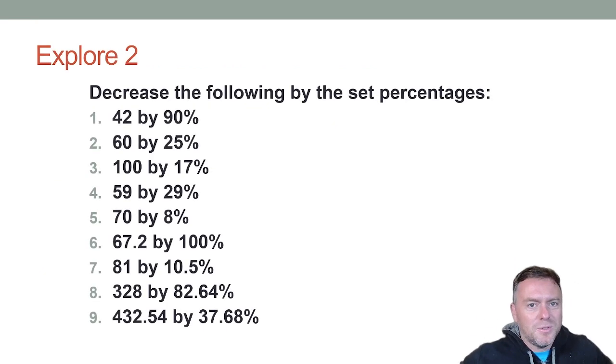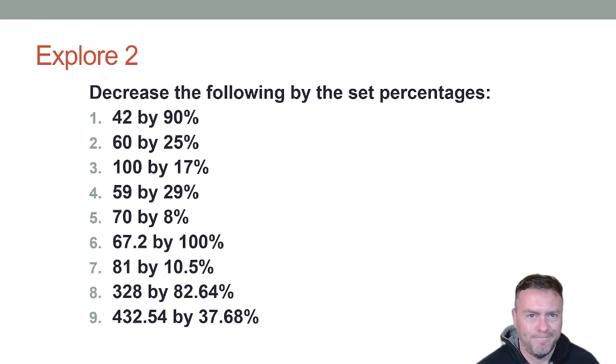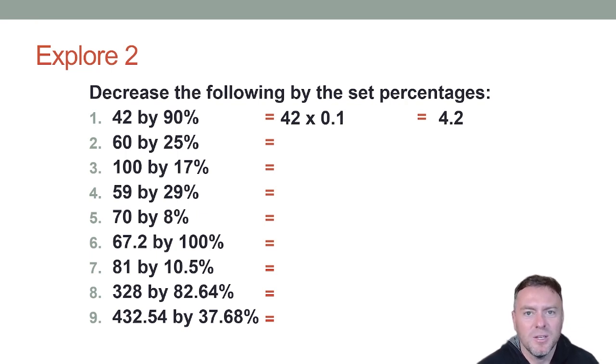So a little bit of exploring, just pause the video, have a go at that. So for the first one, we're decreasing by 90%. So we're timesing it by 0.1. So 42 times 0.1. So if we decrease $42 by 90%, you'd be left with $4.20. By 25%, we're going to times by 0.75 to give 45.